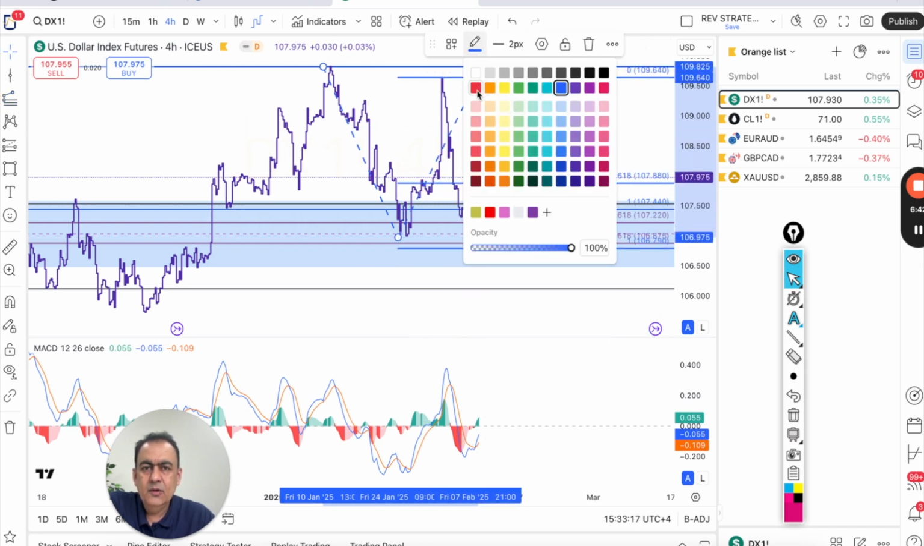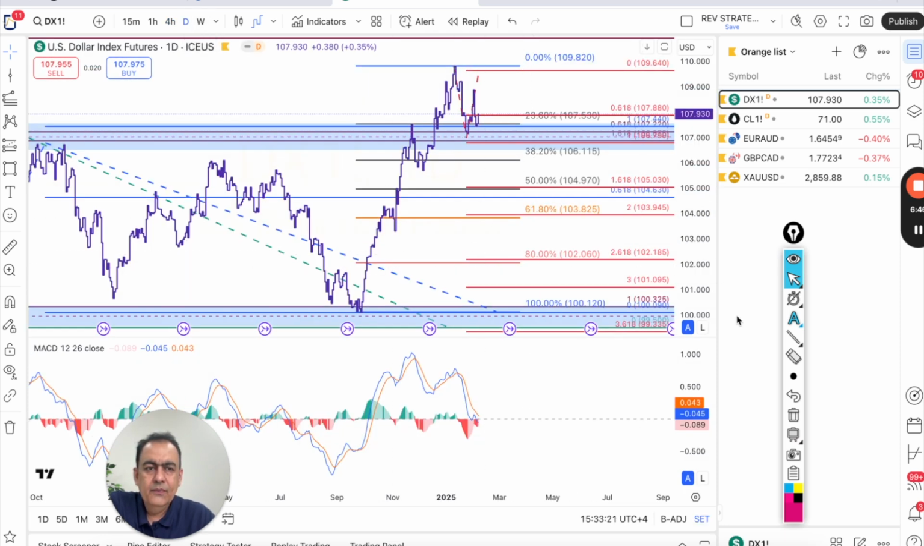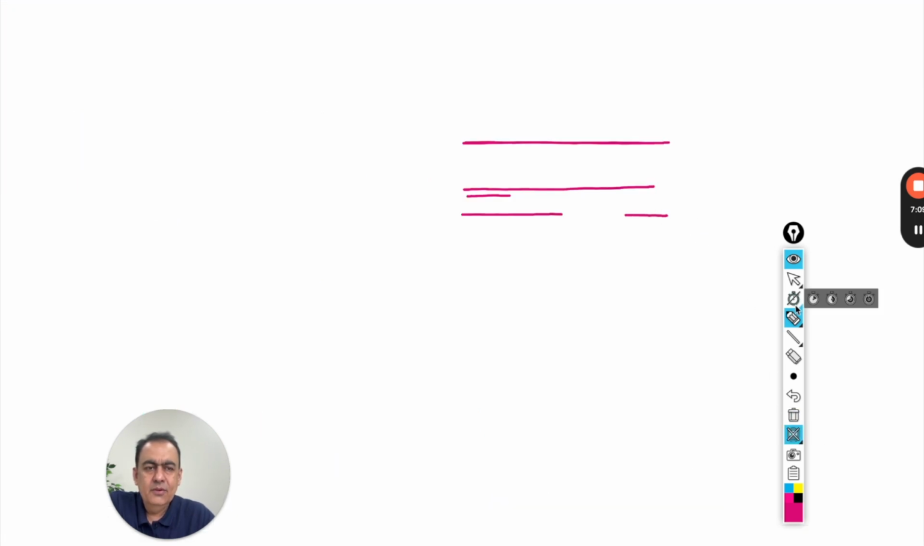I need to change it to red, and the duplication is around. The first duplication of the bearish Fib extension is here, and the second should be around 161, overlapping with 50%, and the third is coming exactly on 61.8 and 103. So these are the potential targets.